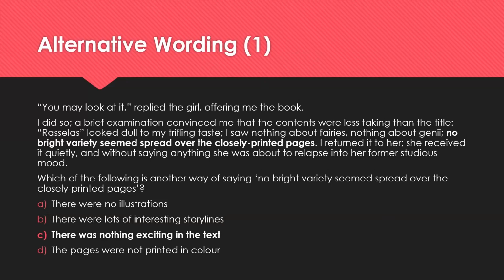She's not actually referring to drawings. I know it sounds like it. She says bright variety, right? But she's not actually talking about pictures. She might want pictures, but that's not what she's referring to here. She's saying, there's nothing interesting here. There's no excitement. If you look in the sentence before, she also says, I saw nothing about fairies, no genii, which is like genies. So she's like, there's no magic. There was nothing exciting, no storylines that interested her. So that is why the answer is C.